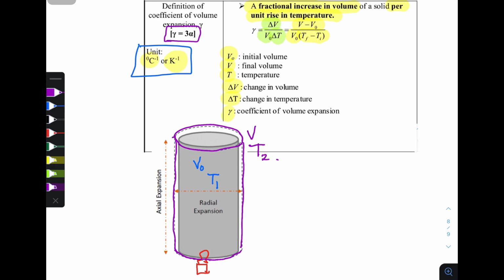Mana delta V? Delta V ni yang saya highlightkan ni. Baki-baki itulah, ini akan jadi perubahan V. This is delta V. So how to get delta V? Delta V equals V minus V0. Okay class, so this is the coefficient of volume expansion.